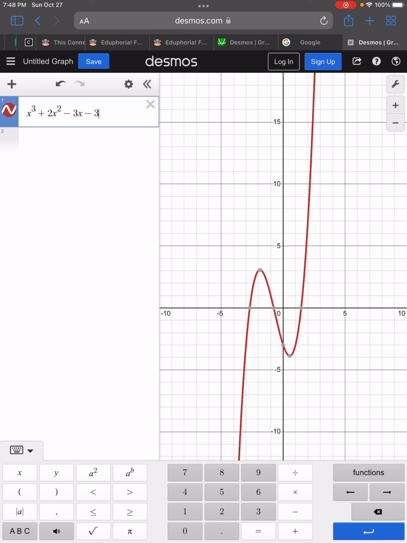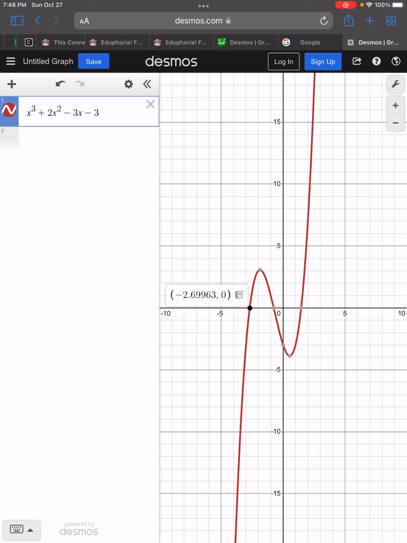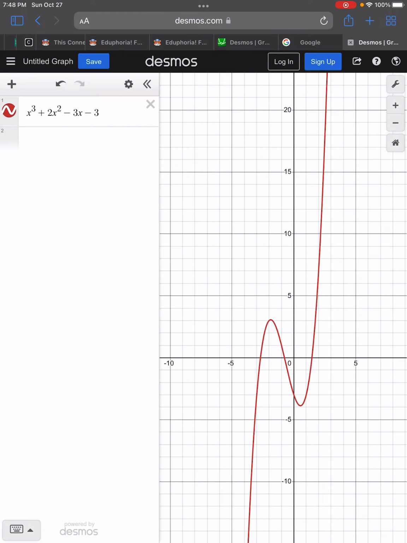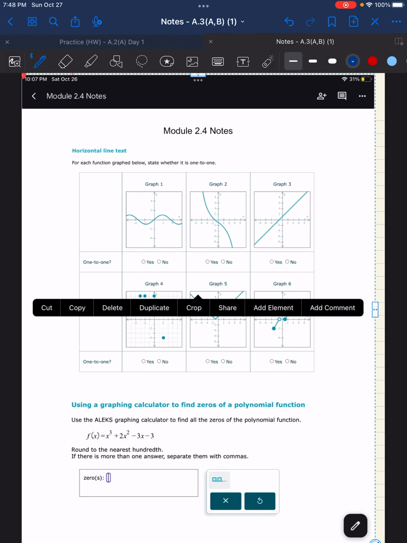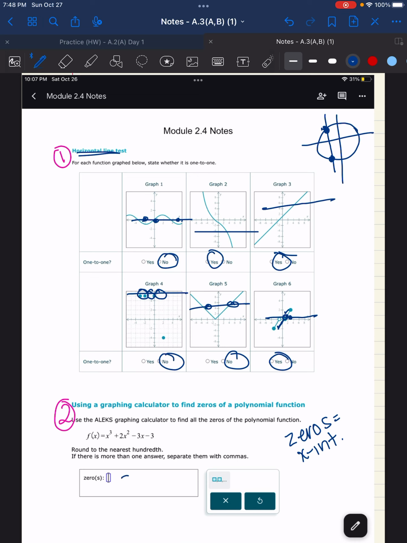Okay, so we hit here at -6.9 and it's repeating. However, it said round to the nearest hundredths. So -2.70, -0.76, and 1.46. So that is your answer for number 2. Number 3 is already completed.